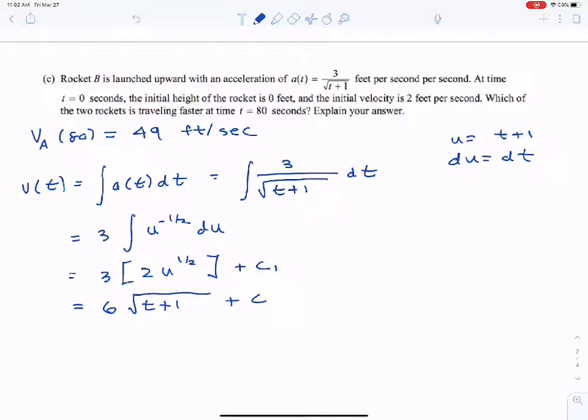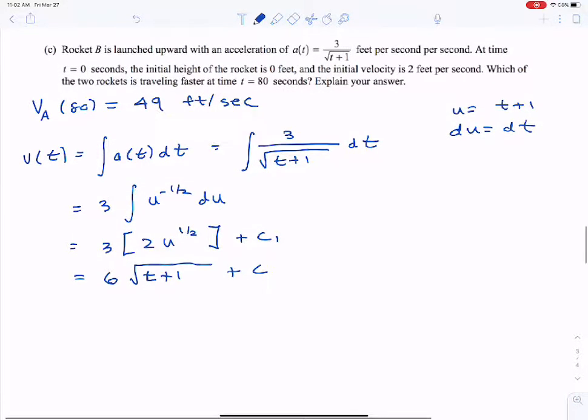Okay, let's keep on going here. So now, this is our velocity function. We want to find the specific things. So what are we told? We are told at time 0, it has initial height of 0 and initial velocity of 2.